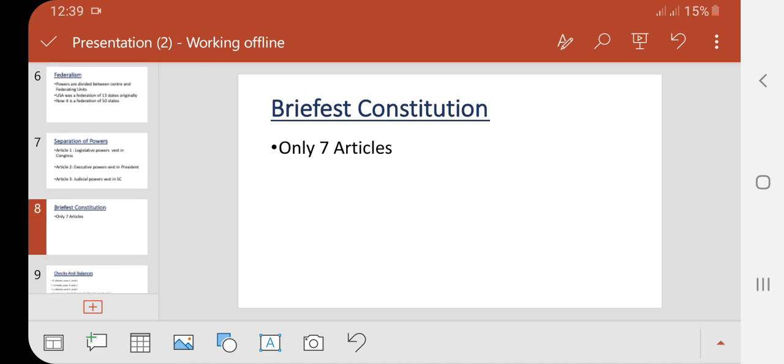Another important feature of the US Constitution is that it is the briefest constitution in the world. All over the world, it is the briefest constitution. It has only 7 articles.